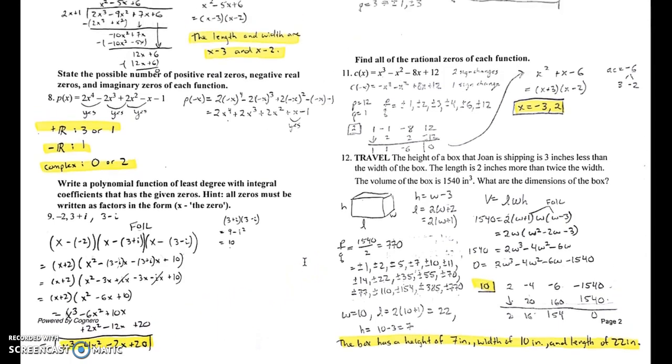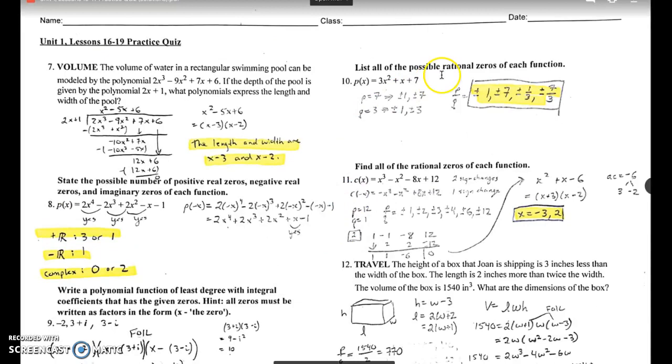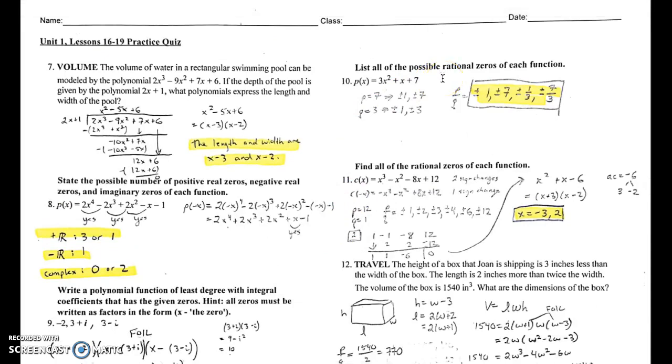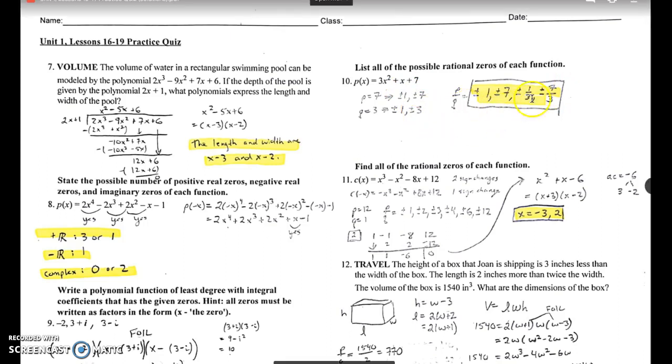Question 10. List all the possible rational zeros of each function. To do the possible rational zeros, you have to do the p over q. P is 7, q is 3, and list the factors of those numbers. 7 is prime, so it's only 1 and 7. 3 is also prime, it's just 1 and 3. And then p over q, you could have 1 over 1, 7 over 1, 1 over 3, and 7 over 3, and positive or negative all those, so I listed them over here.